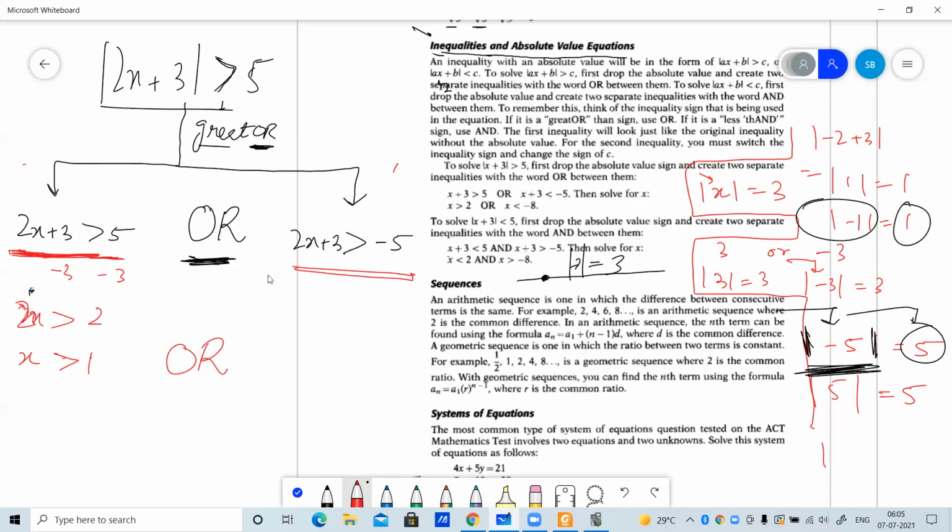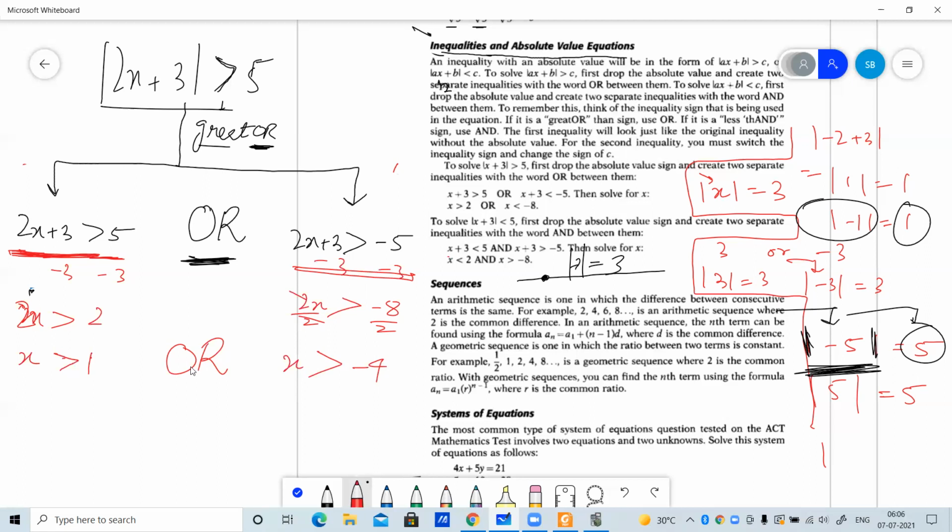Side, you should subtract 3 and then cancel, and then subtract 3, and this would be negative 8. Correct. So divide by 2 and then divide by 2 on the other side, which would be negative 4. So you're getting x is greater than 1 or x is greater than negative 4.